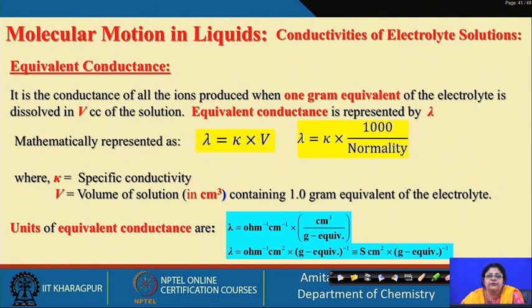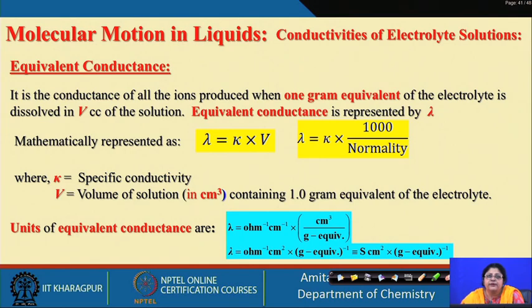So, if you represent that mathematically, then it is nothing but kappa into the volume, and volume is 1000 per normality, since we are talking about the gram equivalents. So, kappa will be multiplied by 1000 divided by the concentration, where kappa is actually the specific conductivity or conductivity as such. V is the volume of the solution.